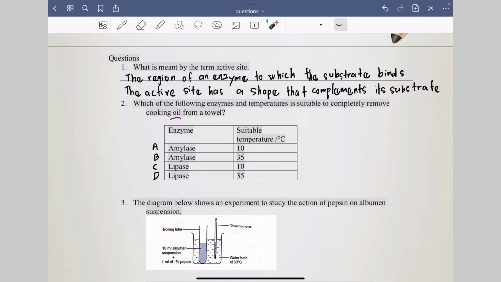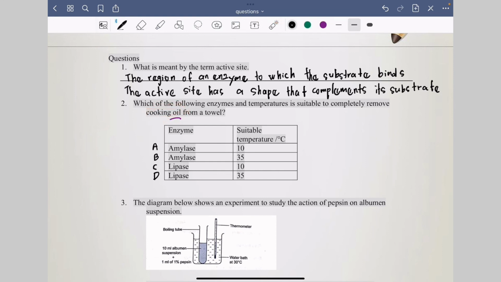Second question. Which of the following enzyme and temperature is suitable to completely remove cooking oil from towel? Amylase at 10 degrees Celsius, amylase at 35 degrees Celsius, lipase at 10 degrees Celsius, and lipase at 35 degrees Celsius. First, we need to know the properties of the cooking oil.